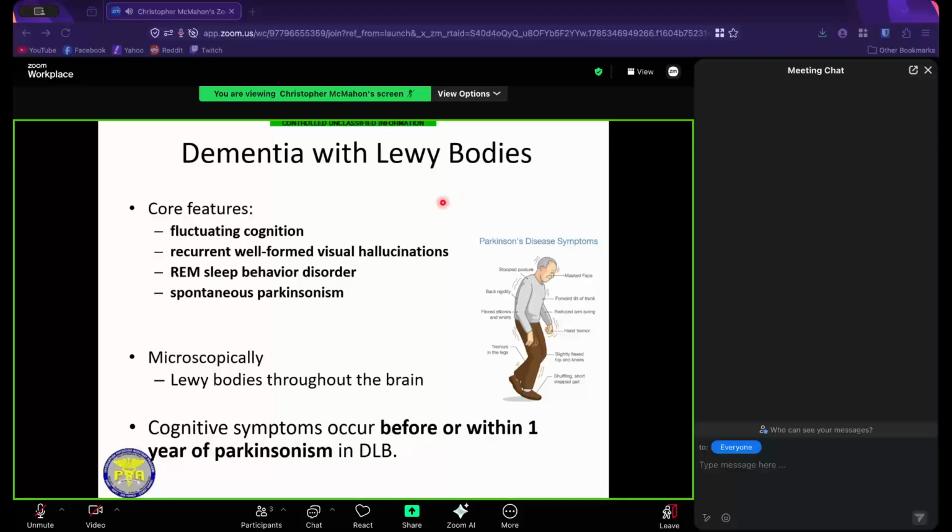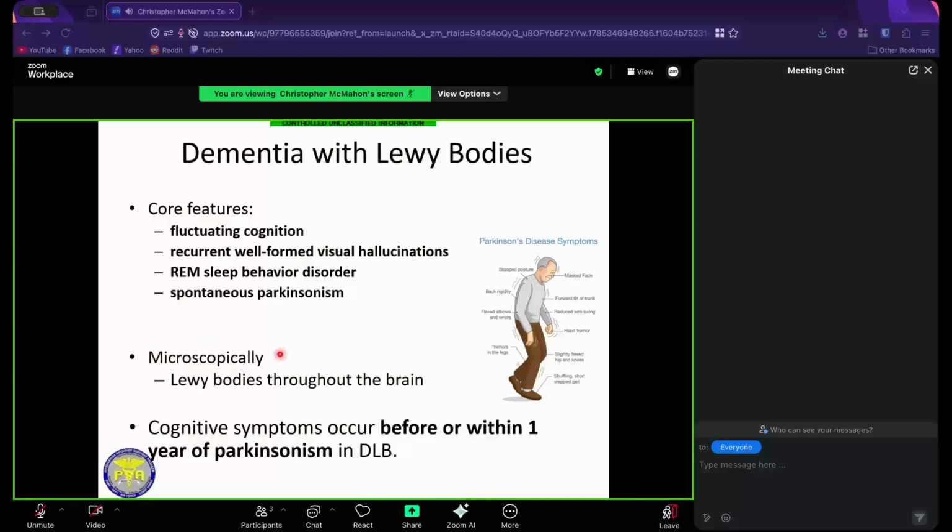Hallucinations. I think Louis Armstrong playing the trumpet. All right, core features: fluctuation of cognition, recurrent well-formed visual hallucinations, REM sleep disturbance behavior, and spontaneous Parkinson's. So we can start to see this kind of Parkinsonian-like presentation, even though we might not have the full disease.